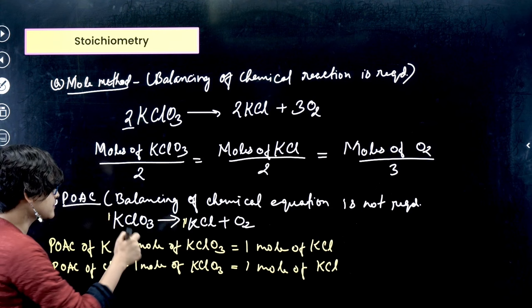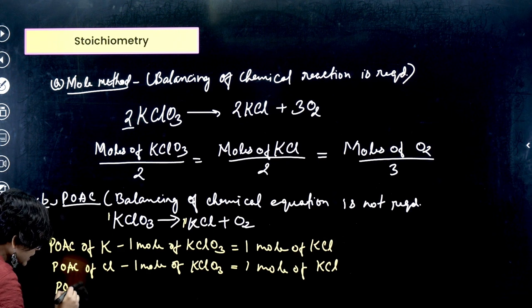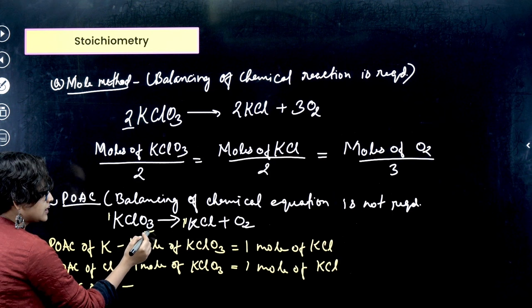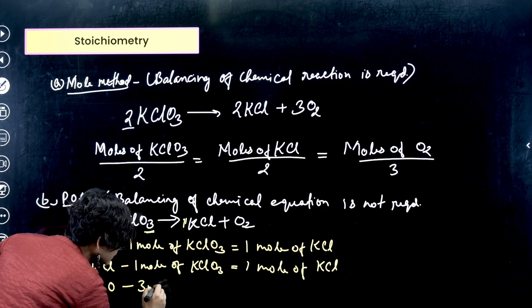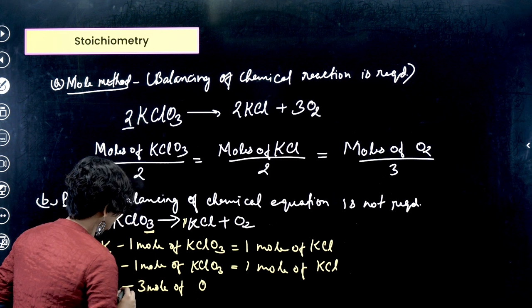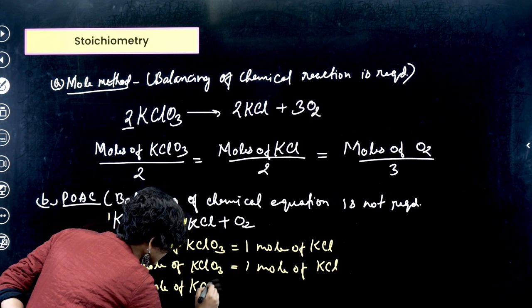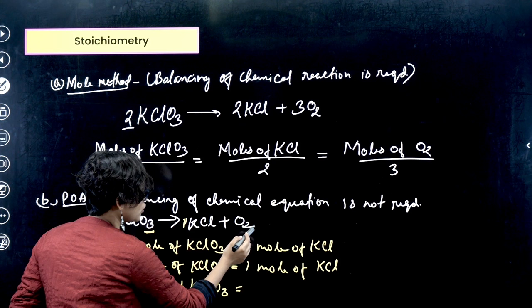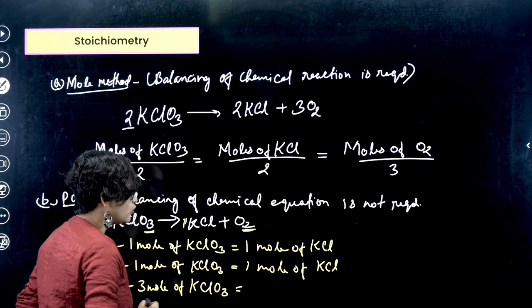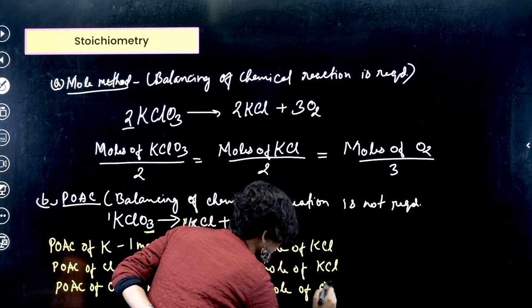Now if I do POAC of O, what do I see? I have 3 atoms of O. So that means 3 mole of KClO3 is equal to, here what will happen? 2 mole of O2. That is how you are going to do it, that's it.